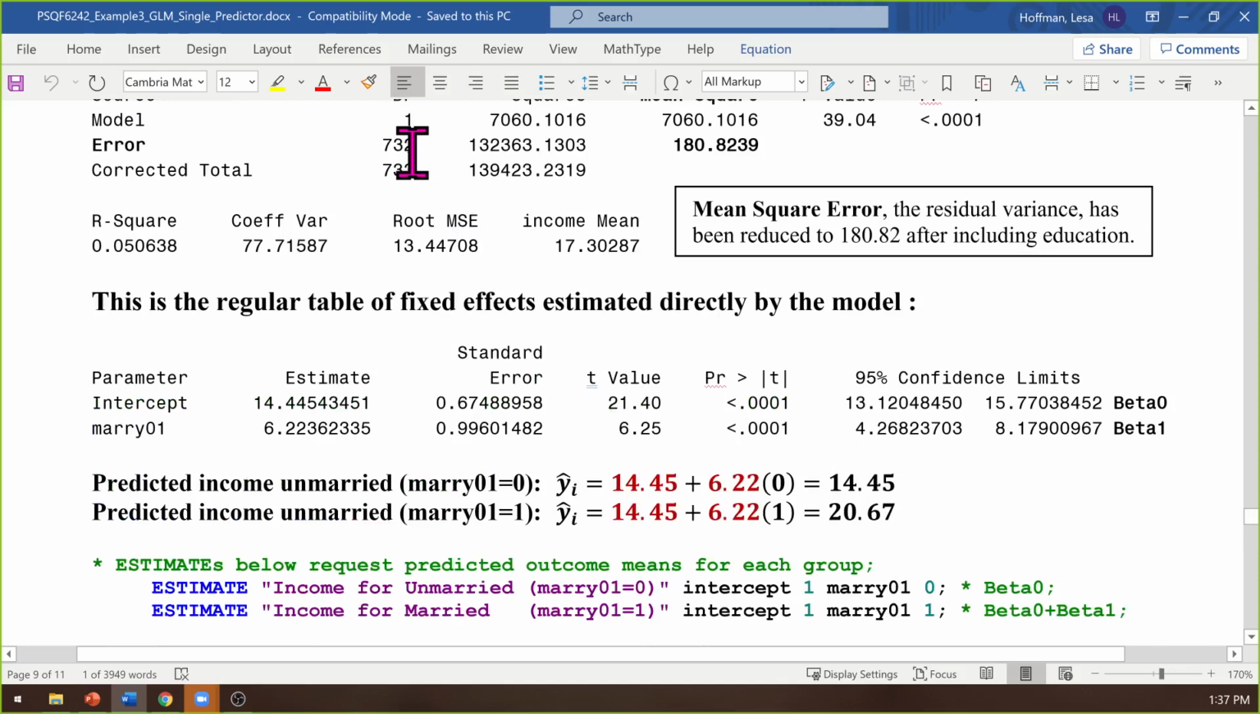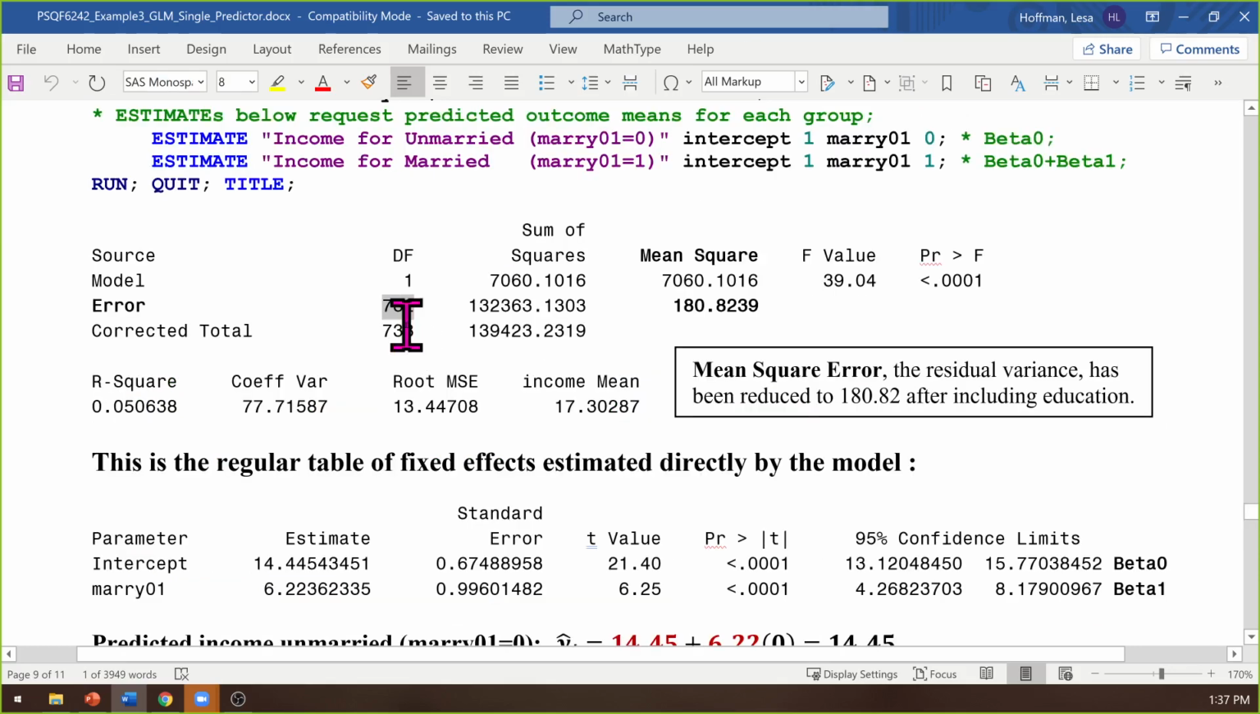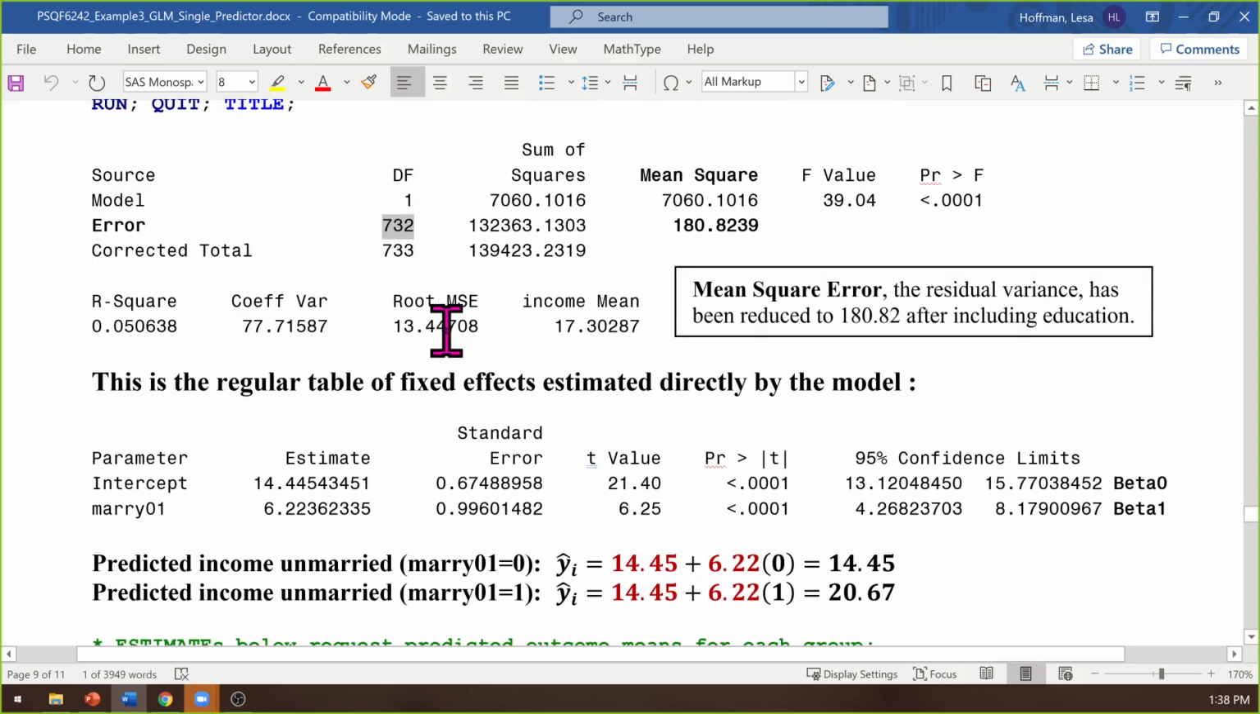So it's under DF, there's 2 listed. The first one under model is what's known as numerator degrees of freedom. That's the number of slopes in your model. That's going to be 1 in this unit. Error then is the denominator degrees of freedom. It is the number of slopes you could have added but didn't. So because I have 734 people in this sample, I estimated a fixed intercept and I estimated a fixed slope to create my regression line. So I spent 2. That means I could spend up to 732 more. So that's where that number comes from.